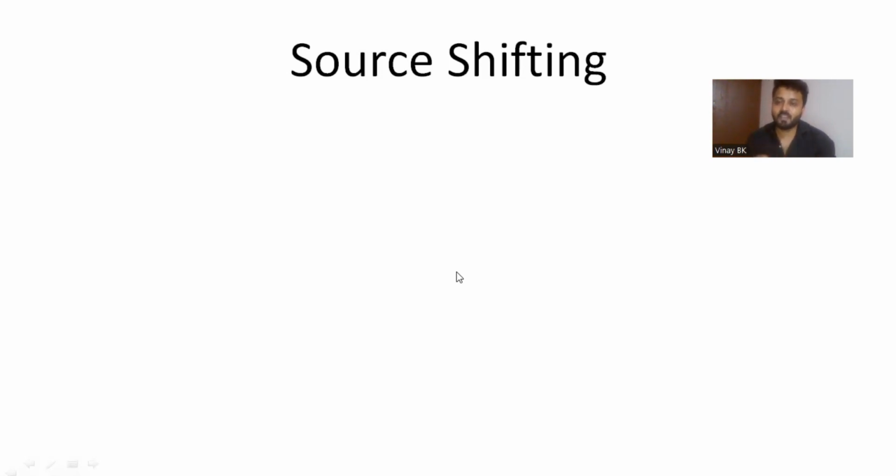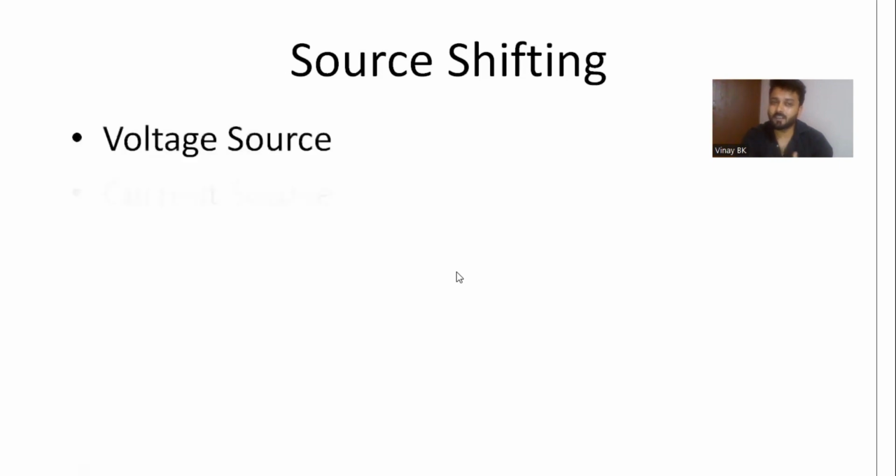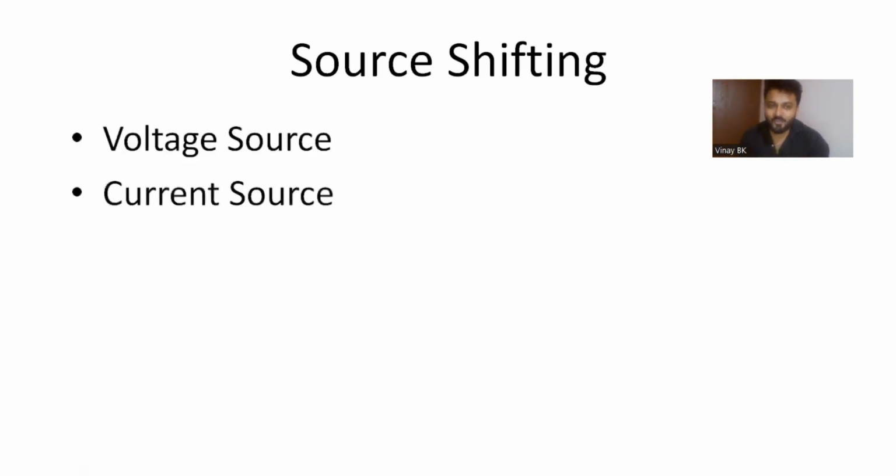Okay, before that I wanted to tell you one thing about the sources. You already know there are two sources. One is voltage source, the other one is current source. Obviously you have to do these two source shifting. Either you have to shift a voltage source, or else you have to shift a current source.